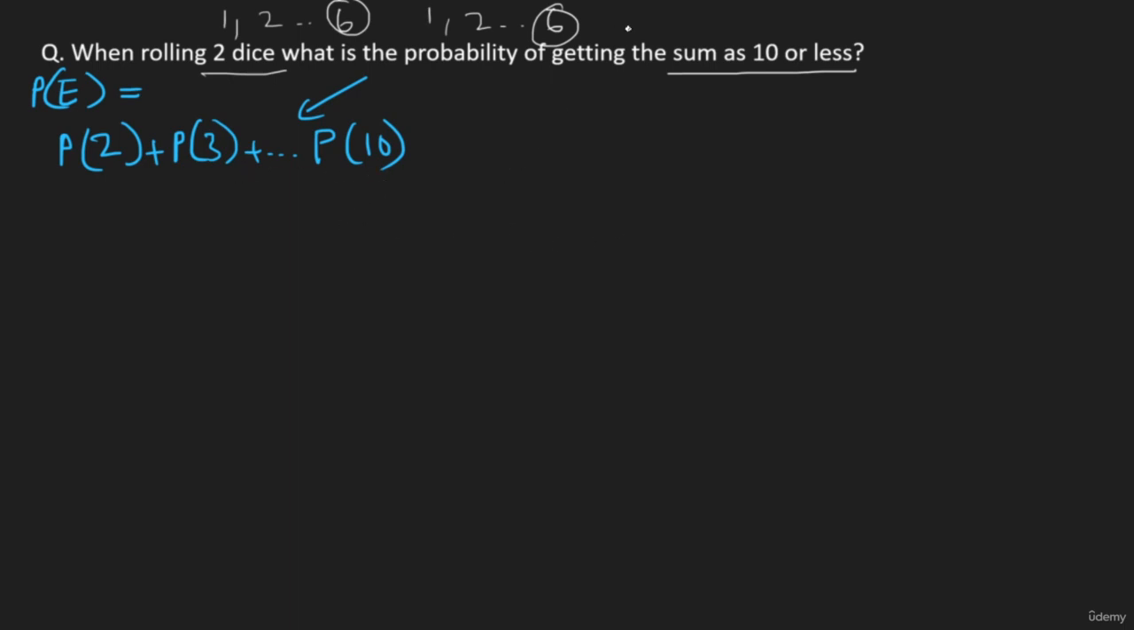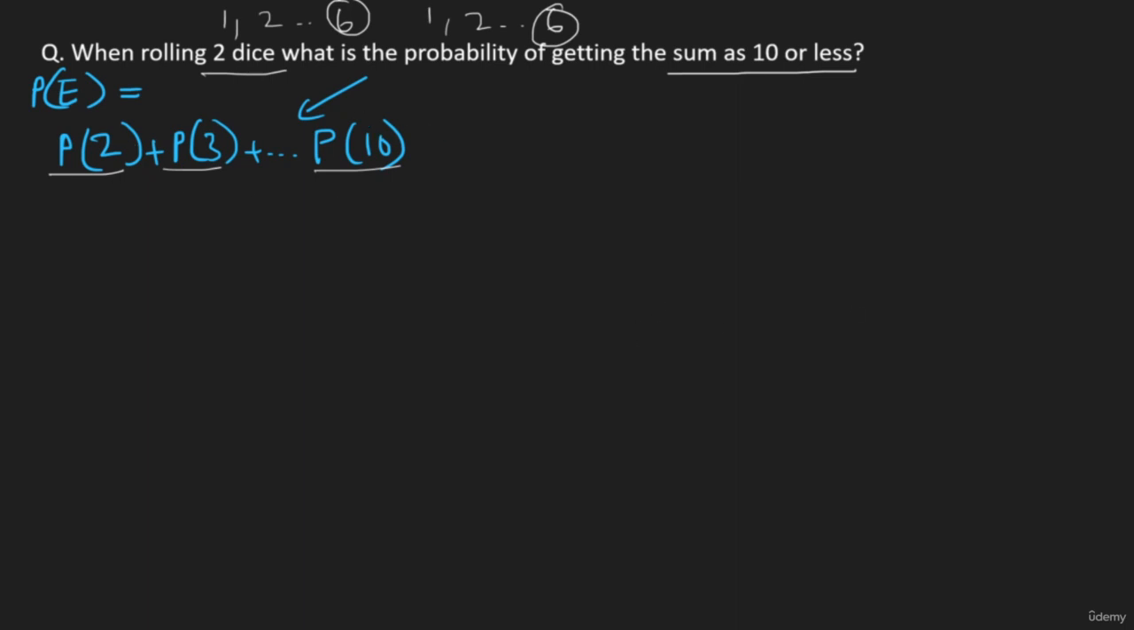So one way of solving this question is we can find each of these probabilities. That is the probability of getting 2, the probability of getting 3, 4, 5, 6, 7, 8, 9 and 10, and then we can add up all these probabilities. That is one way of solving this question.